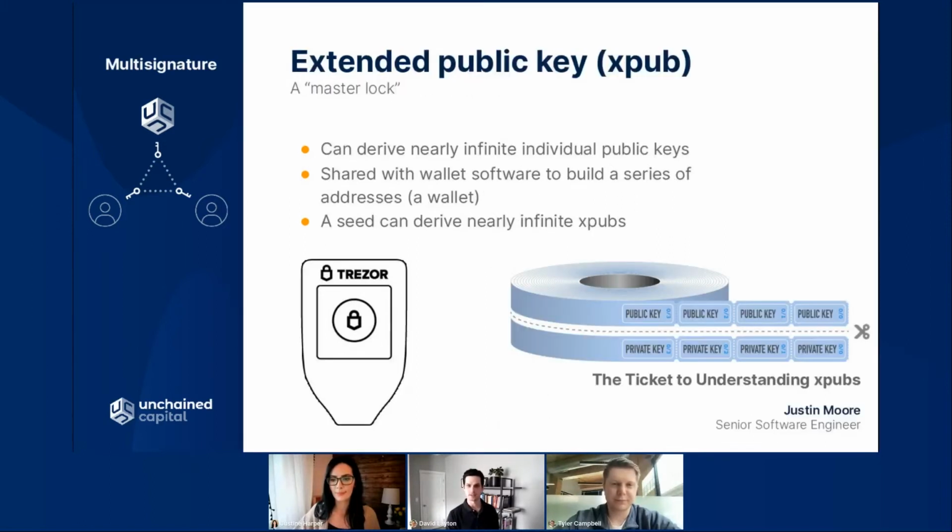So continuing the analogy, if the public key is the lock to a given address, the extended public key, or XPub, is the master lock. So an XPub can derive nearly infinite individual public keys, and then individual public keys derive the address. An XPub can be shared with wallet software or multisig coordinators to build a series of addresses, and that's what we refer to as a wallet. So there's more than one address within a wallet, and we'll get into that later on as well.